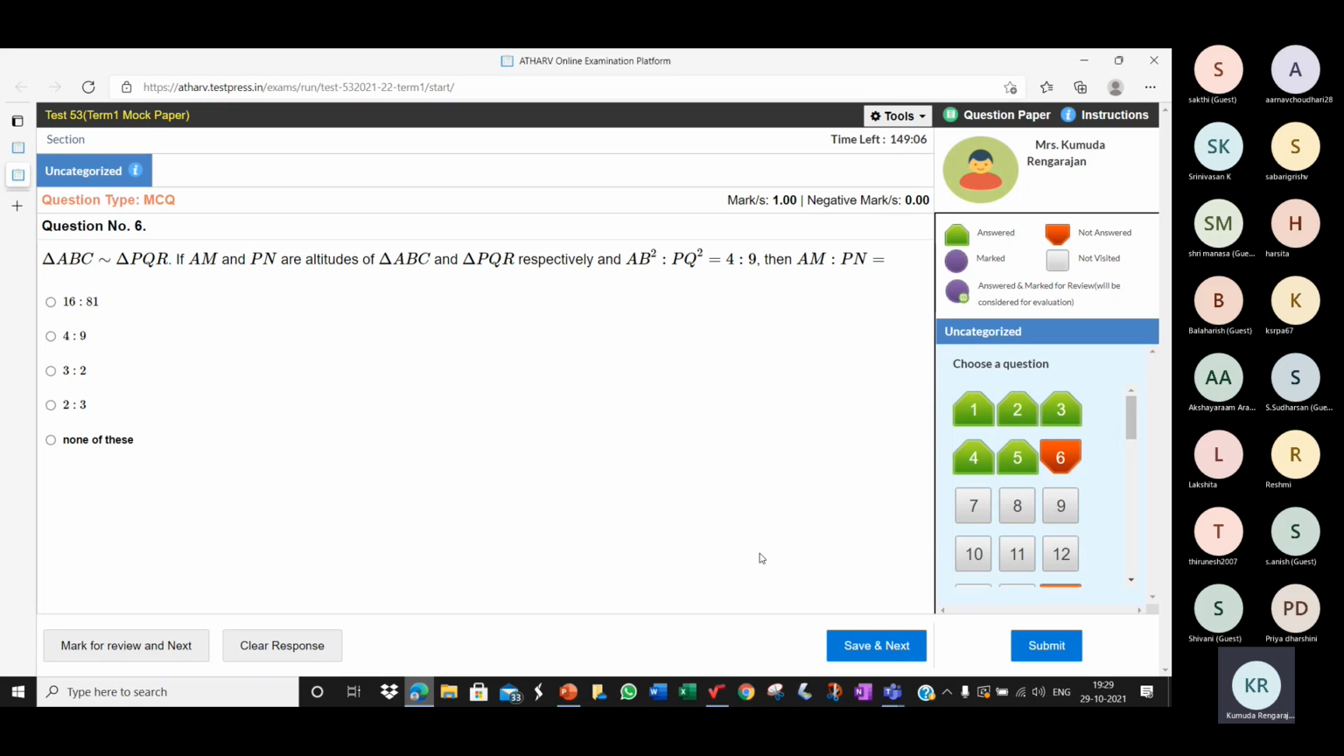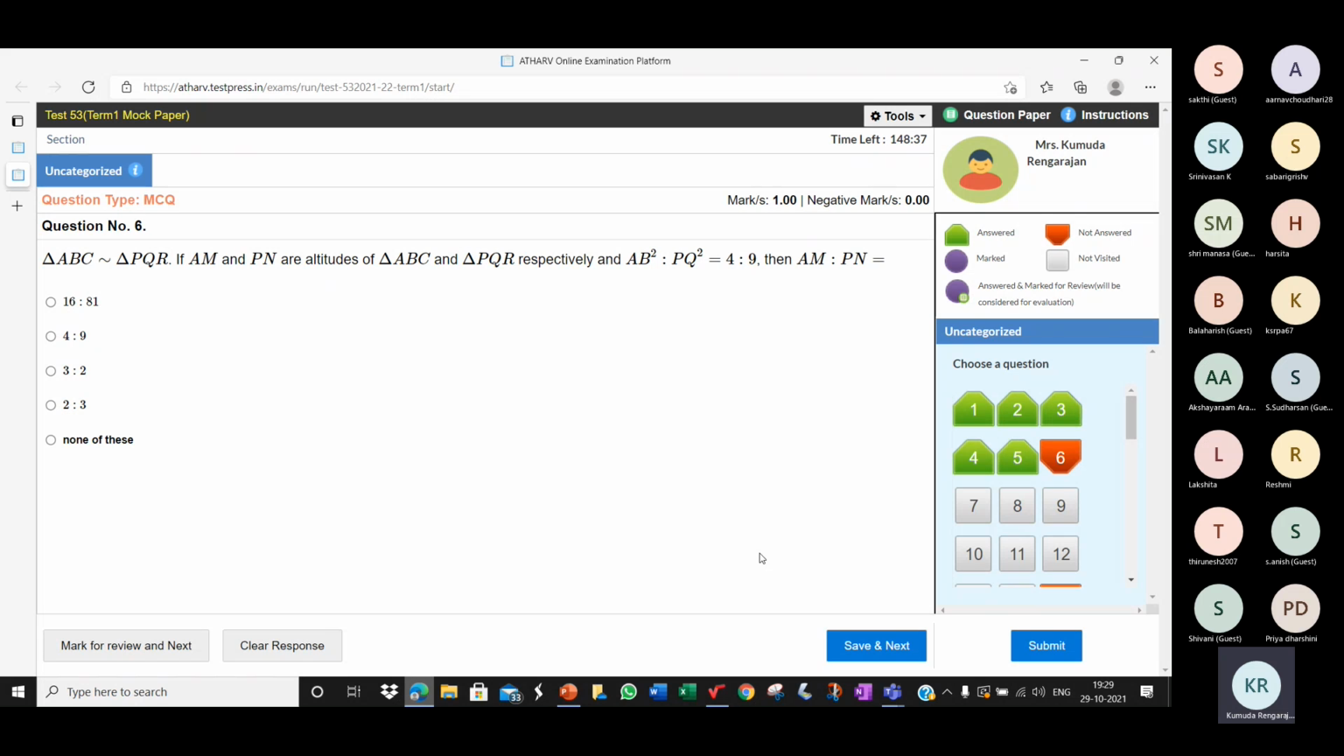With respect to area, it will be the square of the ratio of their corresponding sides. So here, we can find AB by PQ. AB and PQ are the corresponding sides of the two similar triangles. You can see it there. So AB by PQ is 2 by 3.